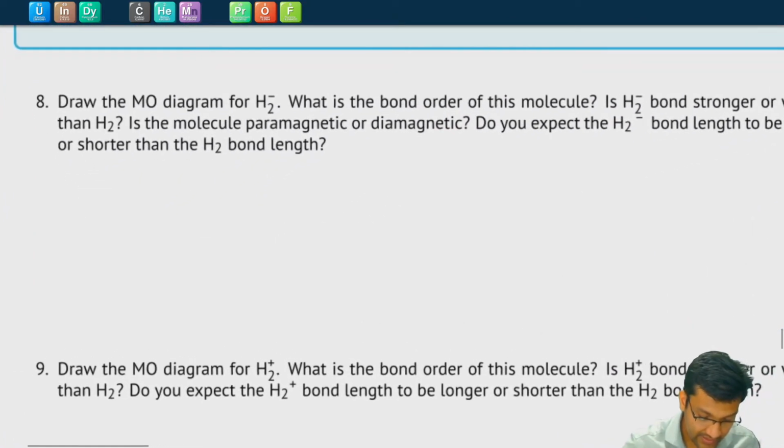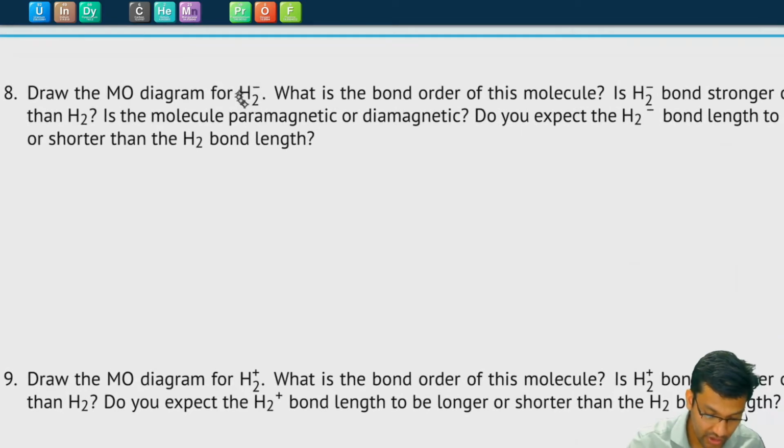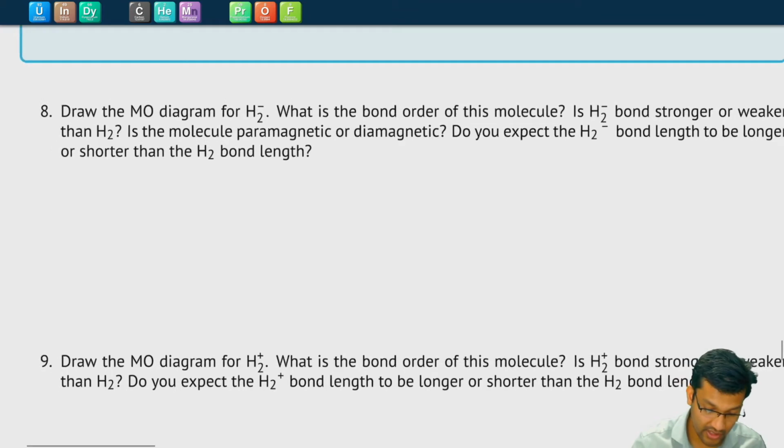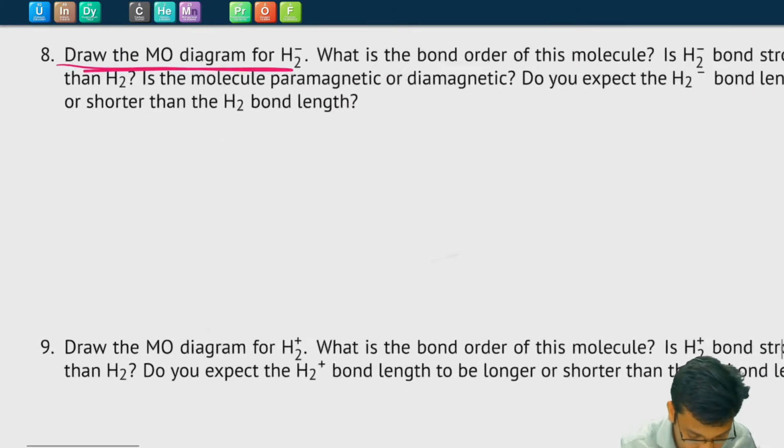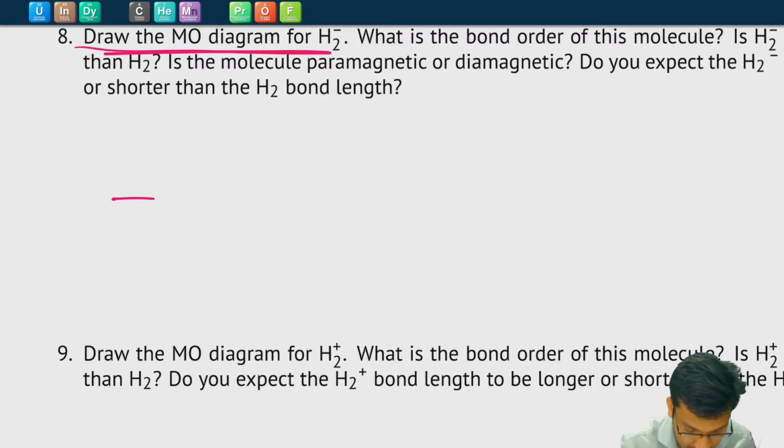So let's look at the case of hydrogen, H2, but with a negative charge. So H2 with a negative charge. Let's draw the MO diagram first, and then we'll come back to bond order and those other things. Okay, H2 with a negative charge. Hydrogen we know has 1s orbitals, right?